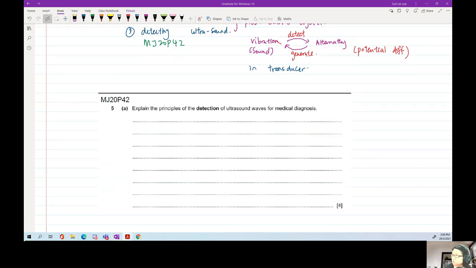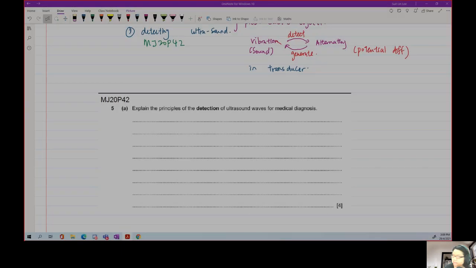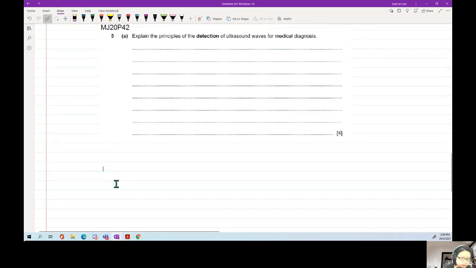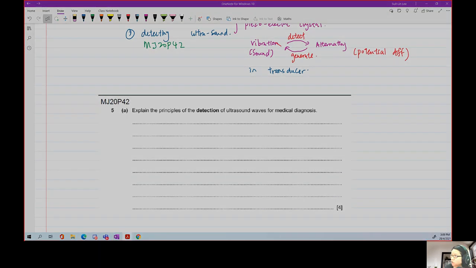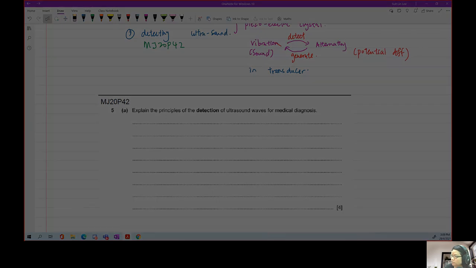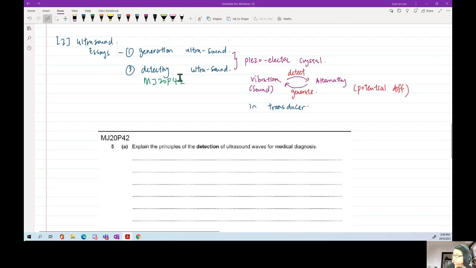Generating ultrasound is also common, and a bit more common than detection. Let me keep scrolling. There we go. So detecting ultrasound is here. Generating ultrasound, the last time it came out is ON16 paper 42.